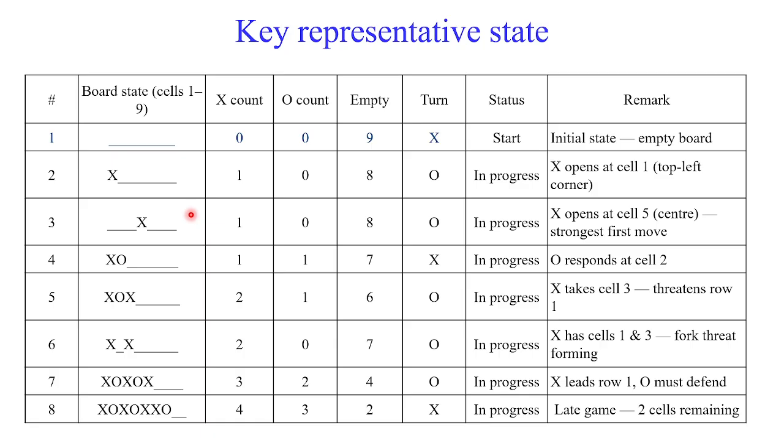Okay. Now, O responds at cell 2. If this is being placed at top left corner, suppose O responds here. Then again, it's a turn of X. Now, X takes the cell 3 after O has responded to cell 2.